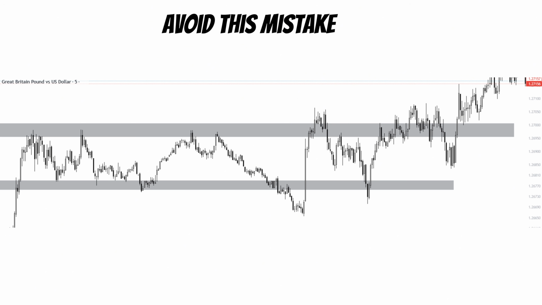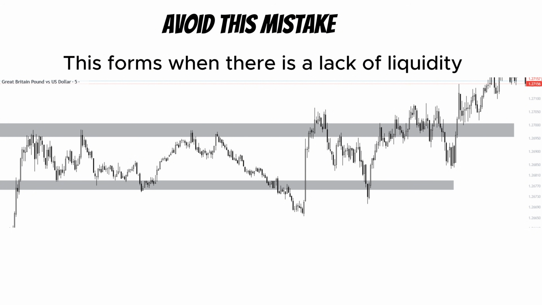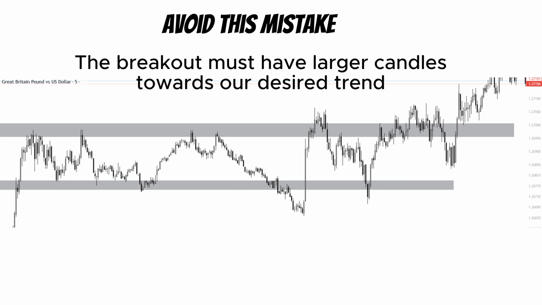So why does this happen? Well, usually this choppy market forms when there is a lack of liquidity on the market. So to feed liquidity into the market, it looks to pull out random and unpredictable moves towards both sides so it can gather enough liquidity to move into a trending market. And the way to avoid this is simply to look at the candle formation and candle sizes. The price action inside the trading range does not necessarily need large-sized candles. However, the breakout should have larger candles towards our trading side.